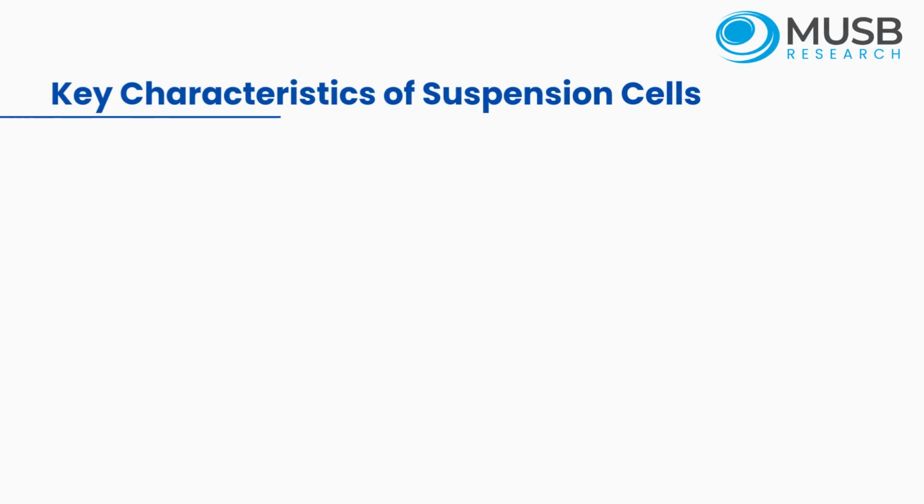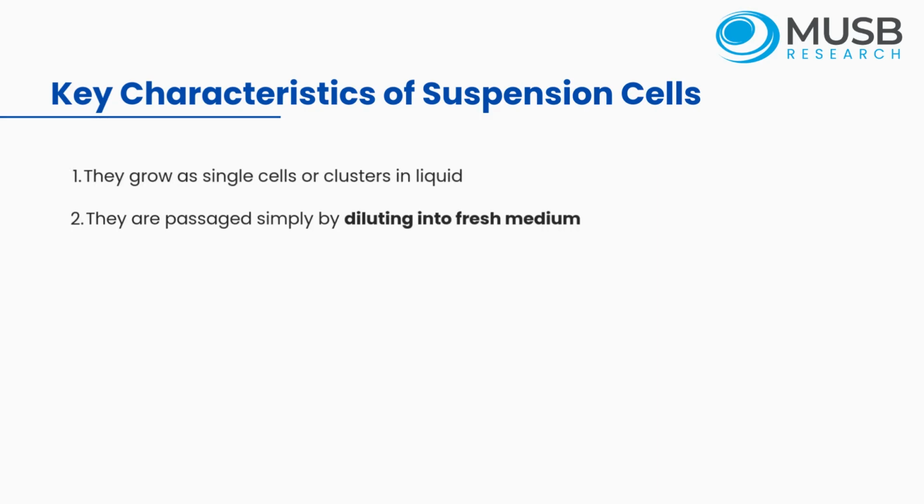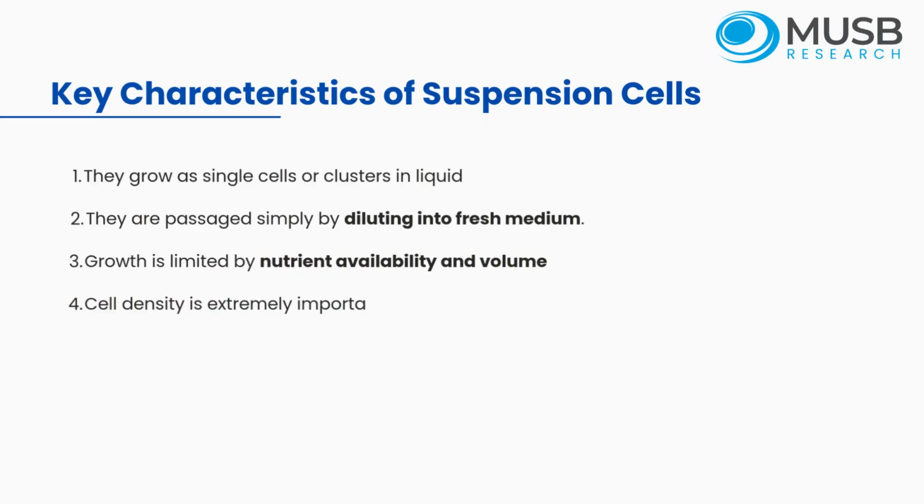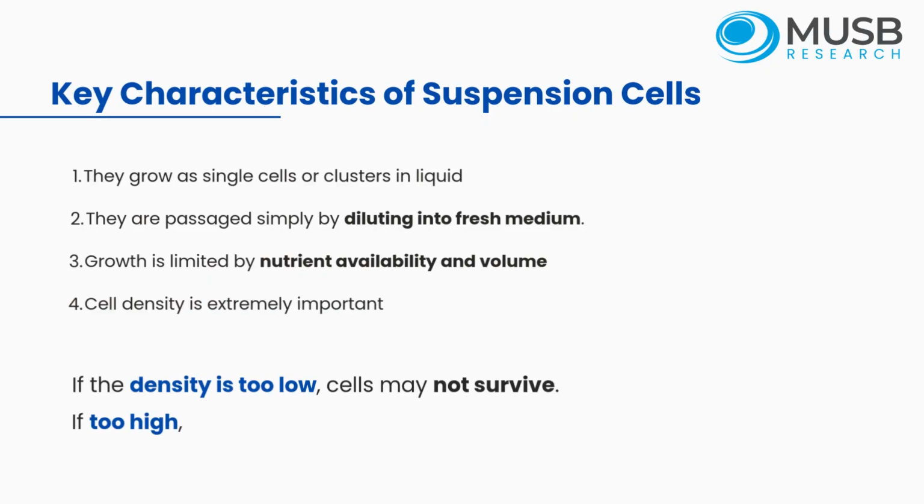Key features include 1. They grow as single cells or clusters in liquid. 2. They are passaged simply by diluting into fresh medium. 3. Growth is limited by nutrient availability and volume. 4. Cell density is extremely important. If the density is too low, cells may not survive. If too high, nutrients run out and waste builds up.